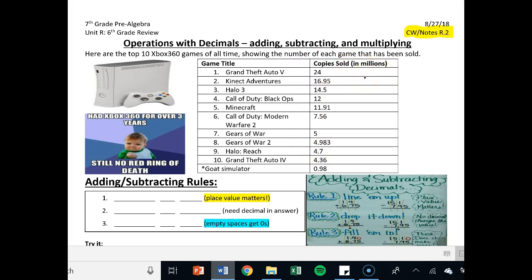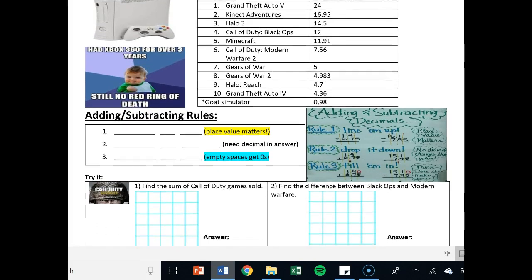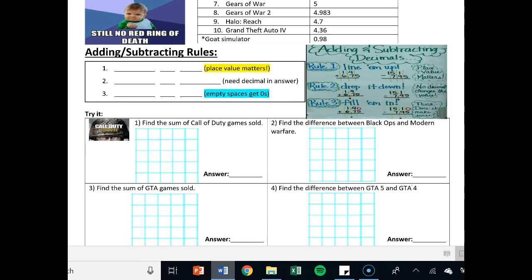So I was a big Xbox 360 person, never got the Ring of Death when I was growing up, but let's go ahead and see if we can apply this stuff to adding and subtracting decimals.